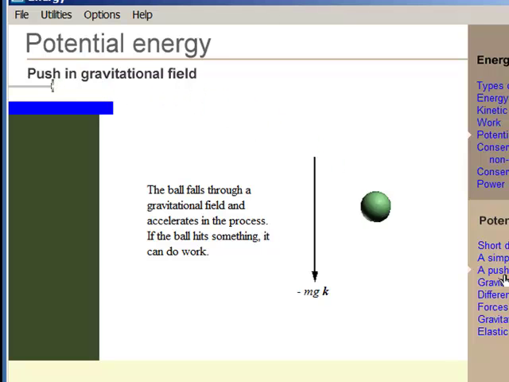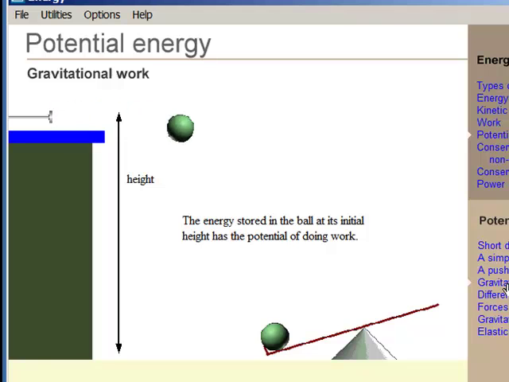In a gravitational field, the upper position has more potential energy than the lower position. The ball accelerates under the force of gravity as it falls from a height, and the potential energy is converted to kinetic energy. The kinetic energy of a falling ball can be used to do work.